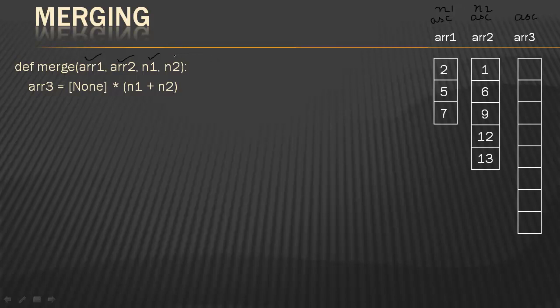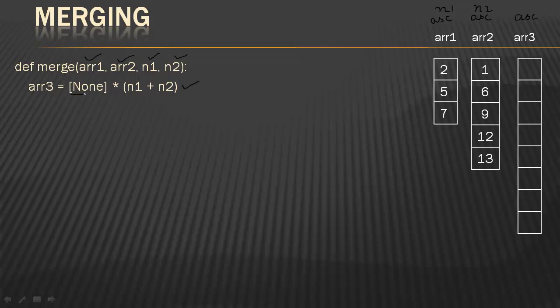Now remember, n1 and n2 need not be the same, and you can see it in this example. Array 1 has 3 elements and array 2 has 5 elements. Now we need to create an array 3. Do you agree with me that array 3's size is going to be the sum of the sizes of array 1 as well as array 2? Yes. So what have I done in this line?